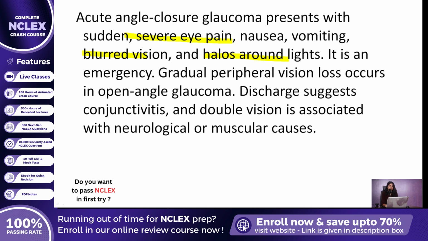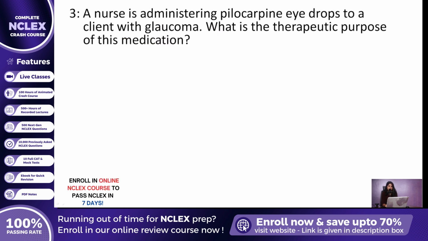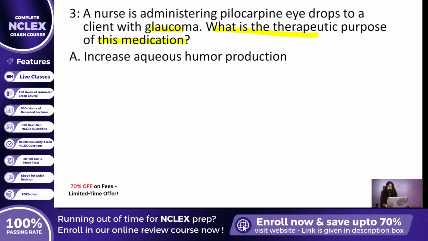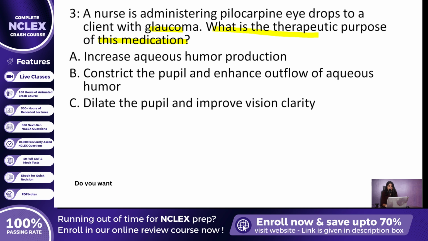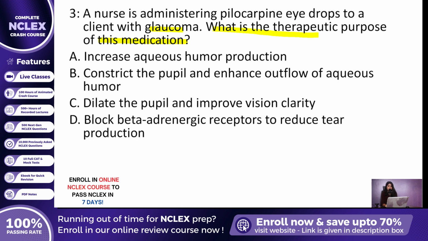Let's take a look at question 3. A nurse is administering pilocarpine eye drops to a client with glaucoma. What is the therapeutic purpose of this medication? A. Increase aqueous humor production. B. Constrict the pupil and enhance outflow of aqueous humor. C. Dilate the pupil and improve vision clarity. D. Block beta-adrenergic receptors to reduce tear production. Let's break it down. Which mechanism matches pilocarpine's function?